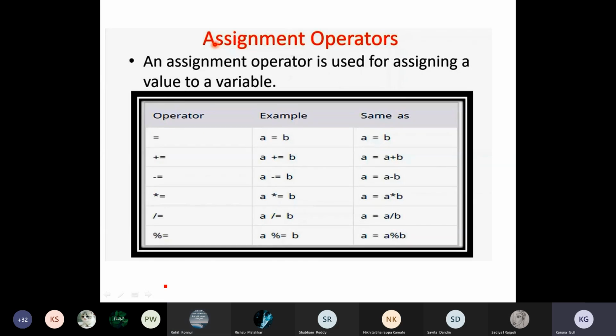Ma'am, for the modulus, ma'am, an example. You want a modulus example? Okay, so now let me write x is equal to 5. Then I'll write x modulus equal to 2. What is the value of x? x mod equal to 2. 1. That's all.